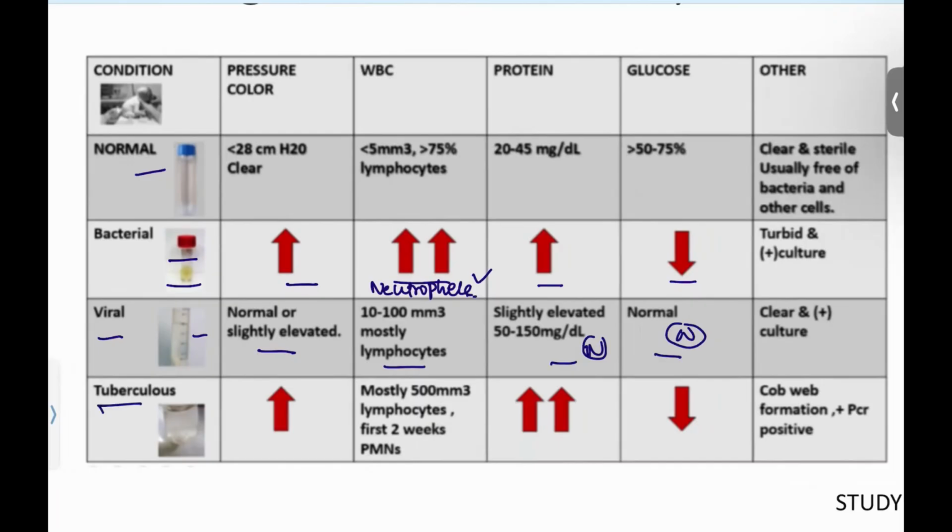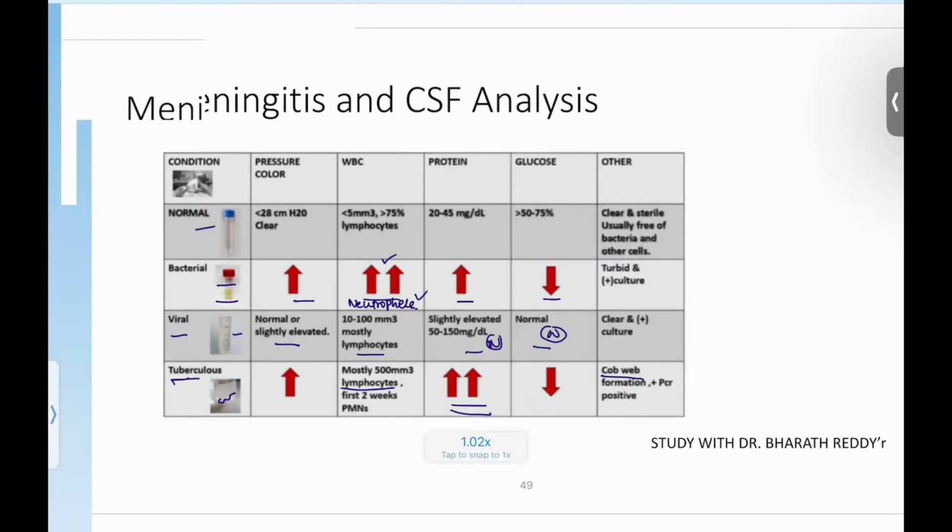In tuberculosis, predominantly the protein is highly elevated because it is a chronic condition, and in the chronic condition, lymphocytes are very elevated, right? And a specific feature is cobweb formation, like this. The cobweb formation is seen in this patient. So in bacterial, mostly neutrophils are elevated and protein is slightly elevated. In tuberculosis, protein is highly elevated along with the lymphocytes. That is meningitis and the CSF analysis.